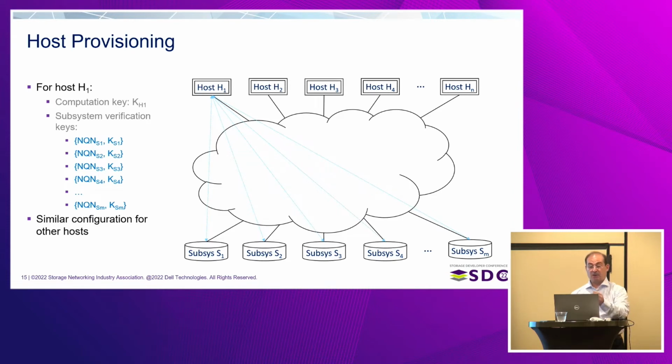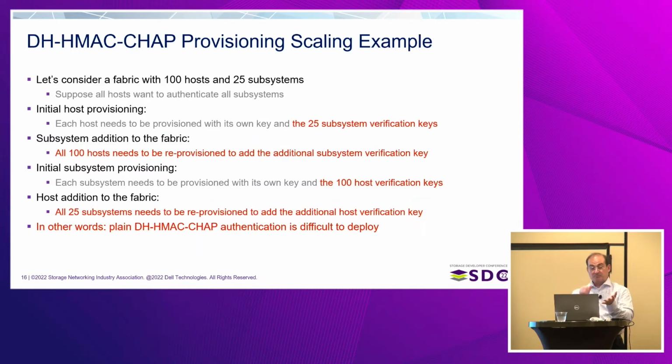So I need to keep on each host the list of the verification keys for each of the subsystems the host can communicate with. Let's look at an example. Let's consider a fabric not even too big, 100 hosts, 25 subsystems. And suppose that each host wants to authenticate all subsystems. So each host needs to be provisioned with its own key and the 25 subsystem verification keys.